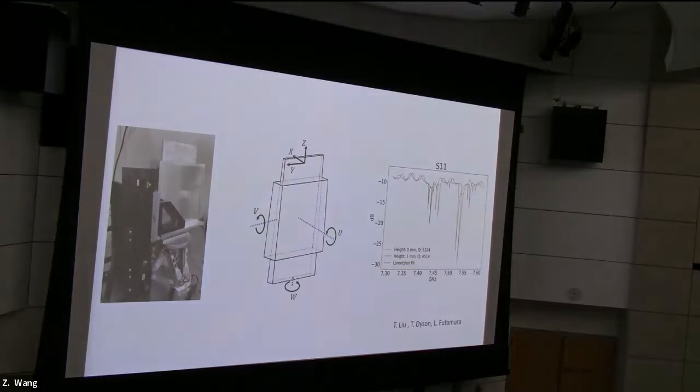Okay. So after the pandemic and the lab reopened, we promptly went back to the lab, we built a prototype, and we saw the resonance right away. So that's where we are.